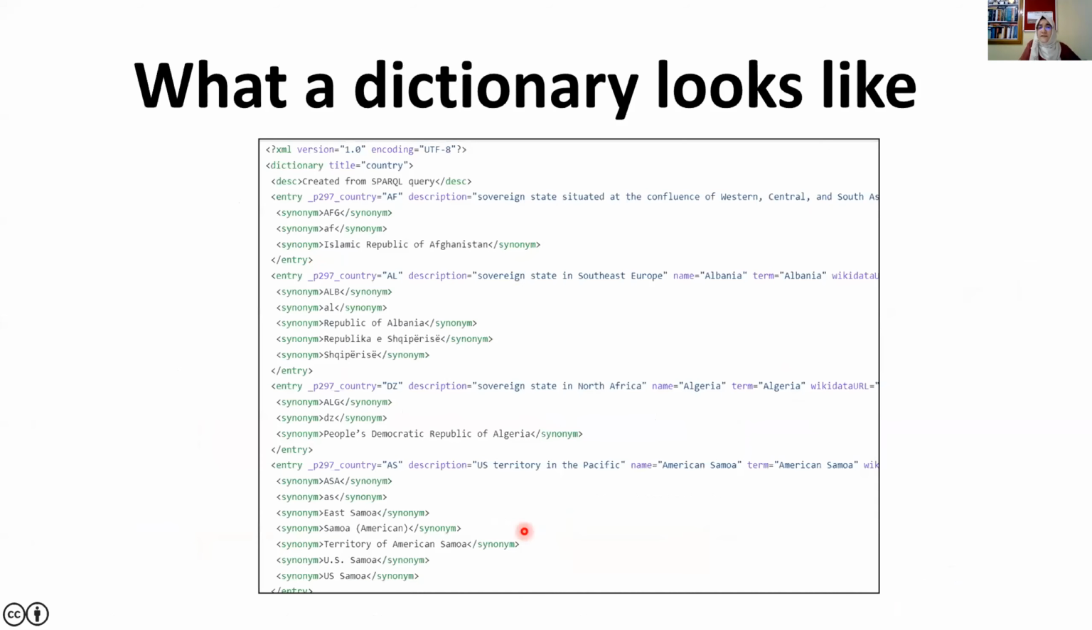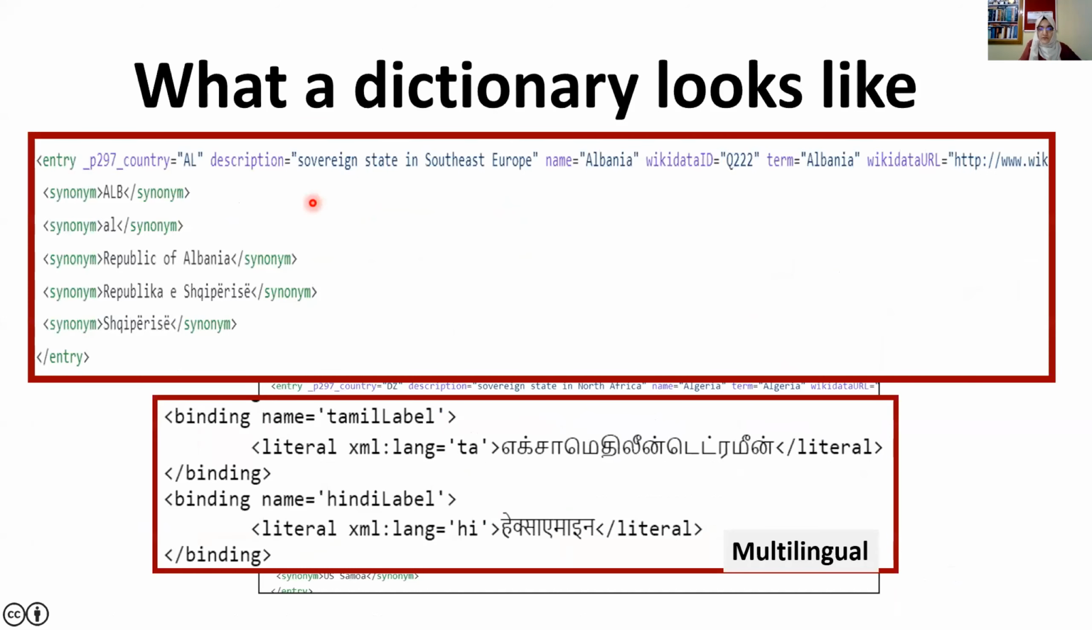So this is what a typical dictionary looks like. As you can see, this is the country dictionary, and it has terms for everything: for the country ID, for the description, for synonyms, and for so much more. A closer look will show you the Wikidata ID, Wikidata URL, synonyms, etc. And it is also multilingual, like I told you. It has multiple languages in it as well.